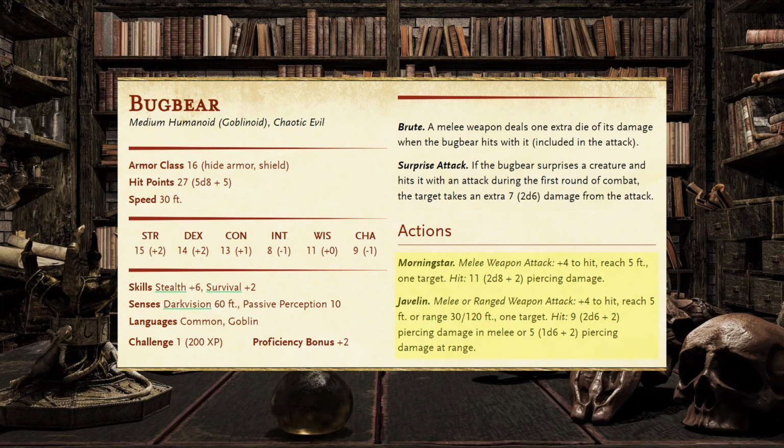For offensive actions, the bugbear has a Morningstar attack and a Javelin attack. The Morningstar has a +4 to hit, a reach of 5 feet, and deals 2d8 +2 piercing damage on a hit. The Javelin has a +4 to hit, a melee reach of 5 feet, a thrown range of 30 feet normally and 120 feet at disadvantage, and deals either 2d6 plus 2 piercing damage on a melee hit, or 1d6 plus 2 piercing damage on a ranged hit.